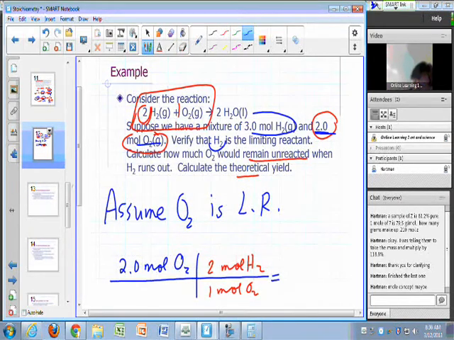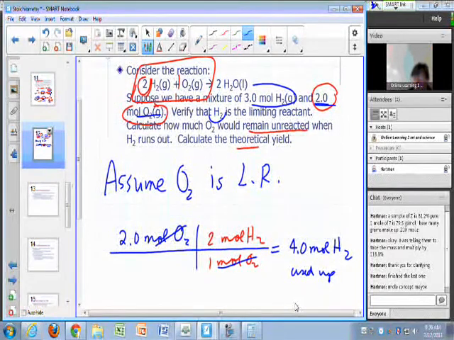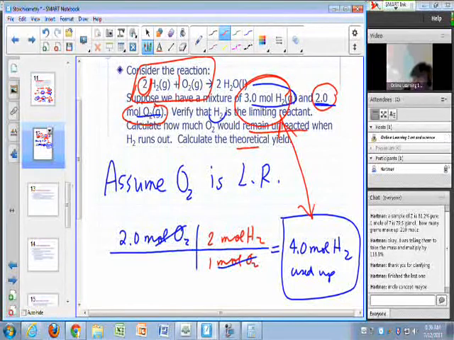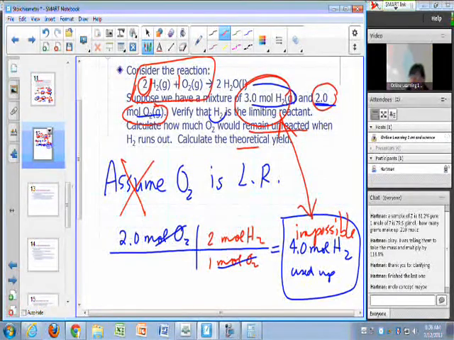So that gives you 4 moles of H2 used up. So if you were to use up 2 moles of O2, that would mean you also use up 4 moles of H2. But according to the problem, you only have 3 moles of H2. So this is impossible. So the assumption is wrong. Okay? You cannot use up 4 moles of H2 because you only have 3 moles to begin with.